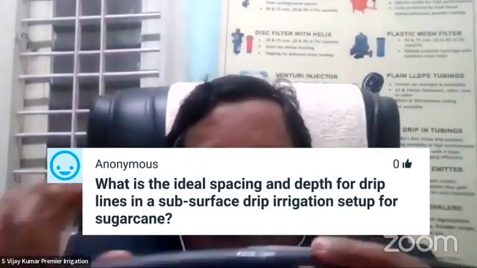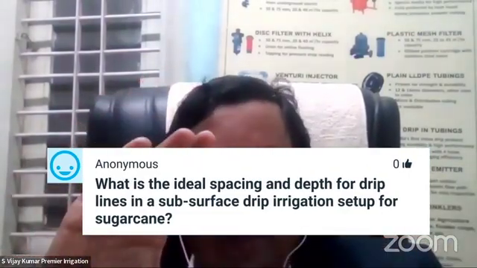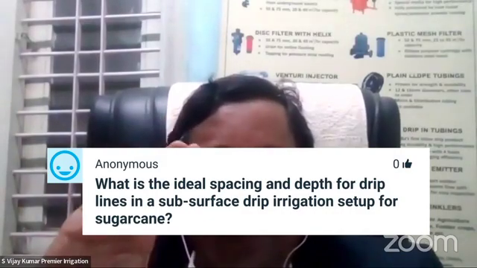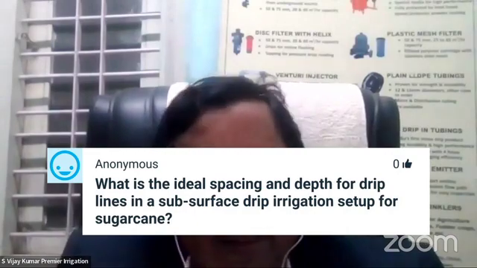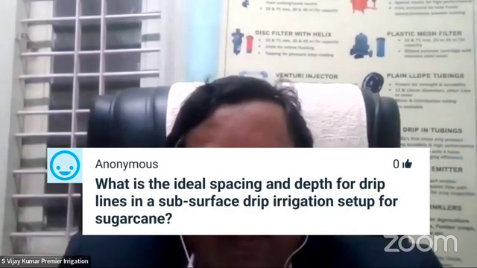And what is the ideal spacing and depth for drip lines to set up this irrigation? Yeah, that's a very good question. In fact, that is the most important part. We have to ensure that the drip line is at a sufficient depth from the surface. Generally for sugarcane, the recommended depth is around 4 to 6 inches, and depending on the active root zone, if it has a deep rooted system like tea, you can go even up to 8 inches. So the active root zone of the crop will decide the ideal depth at which the drip line has to be placed.